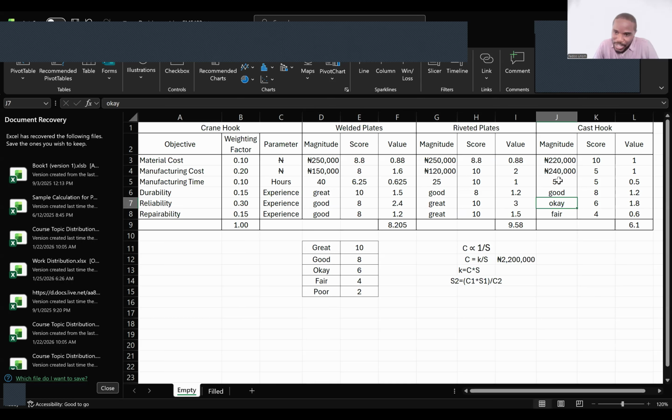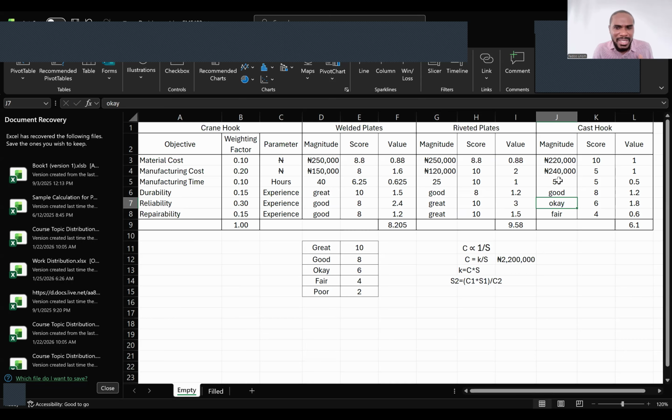So when we finish now, based on this criteria, based on the objective criteria that we have, and also based on which of these criteria is most important to us based on the weighting factor, you will see how each option scores. It is clear which option is the best. Riveted plates. Riveted plates is the best option.